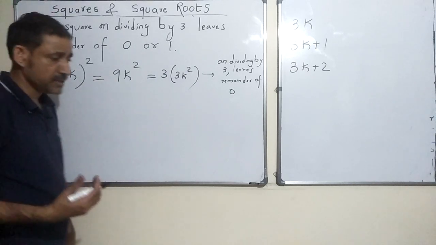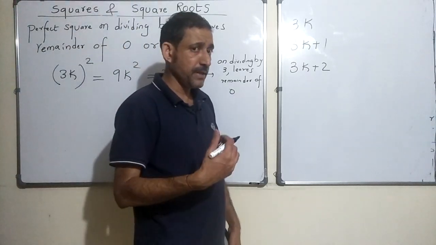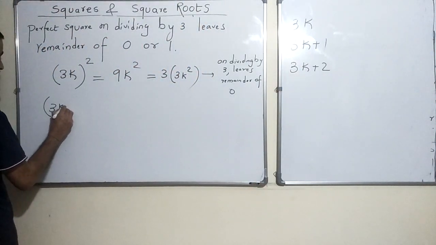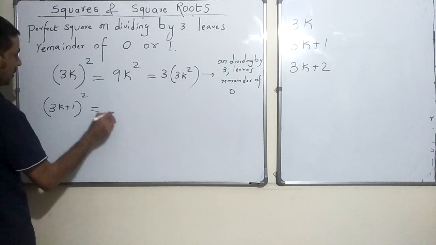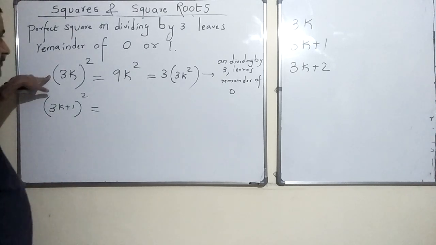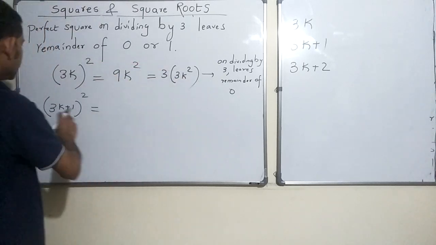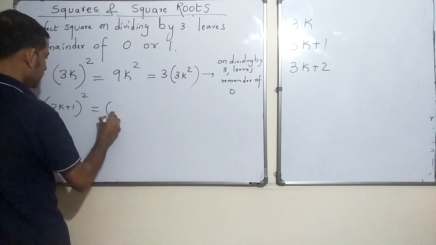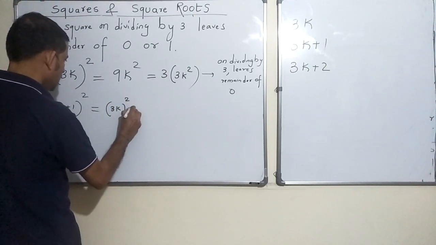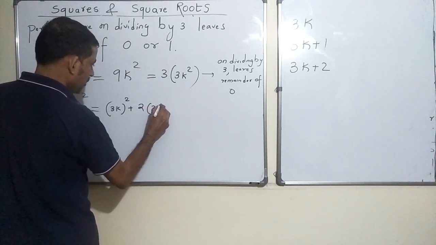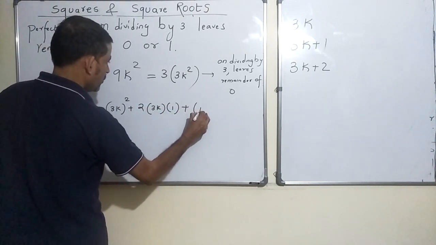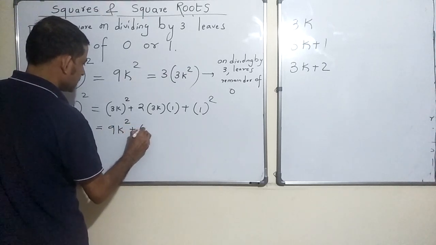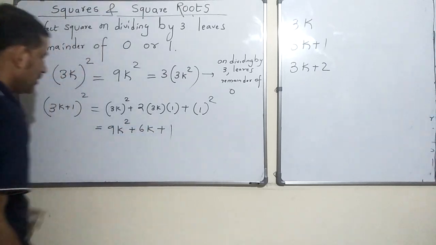Now the perfect square could be of the form 3k plus 1 the whole square. Earlier, in the first example, we found out that the remainder will be 0. Let's try this out. So it is 3k plus 1 the whole square. Let's expand this: 3k the whole square plus 2 times 3k times 1 plus 1 the whole square, which is nothing but 9k square plus 6k plus 1.